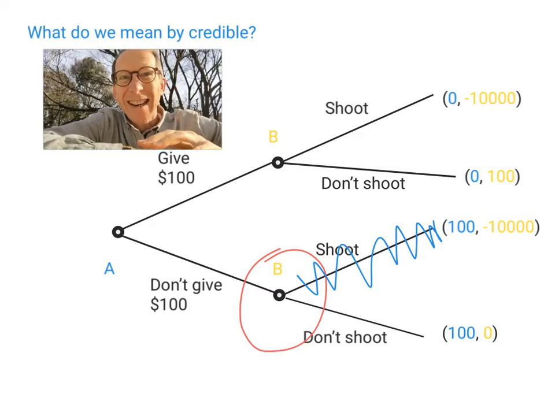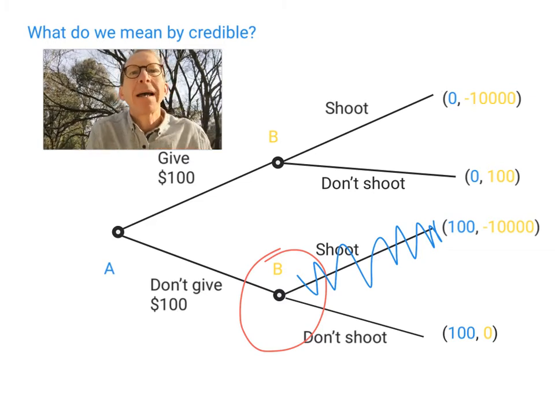So we now really have our answer to this issue of credibility. If we believe that player B is rational and we've modelled the payoffs correctly here, then if player B doesn't get the $100, they will not shoot themselves. They will simply walk away. So from A's perspective, when B says, give me the $100 or I'll shoot myself, player A should say, go ahead, make my day. Now that's another film, isn't it?